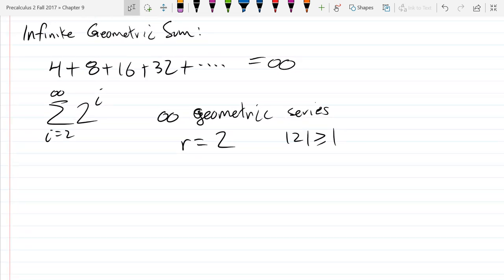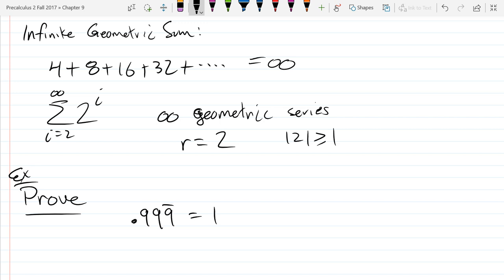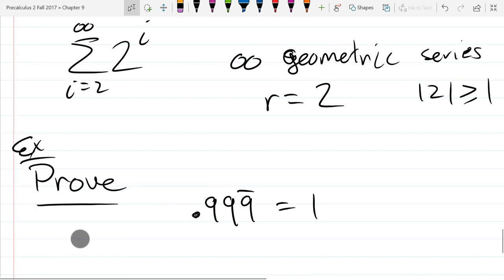So we'll do one more geometric series problem in disguise. All right, so in this case, I don't think I've used this notation before. This does not mean the conjugate of 9. What does this bar mean in a decimal? It's repeating. So this is 0.9999999999 forever and ever.